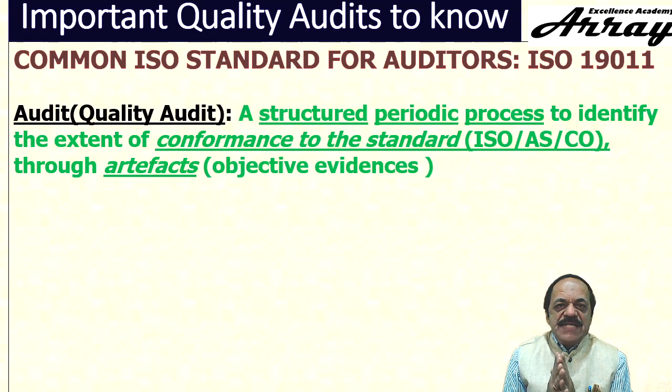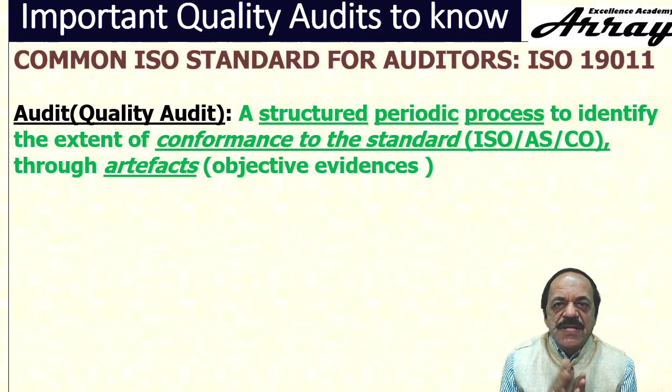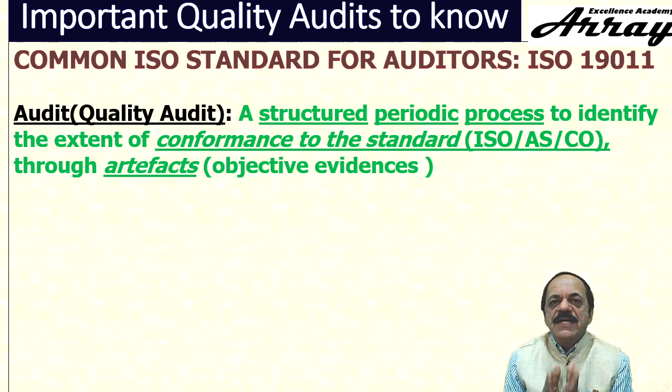Now let us try to understand what is an audit. Audit is a structured process because audit is done as per a chosen standard, be it ISO 9001 or 14001. So it is done as per the standard. That's why it is a structured process. There is structure for conducting the audit also, like planning, then opening meeting, ends up with the closing meeting and so on. So auditing is a structured periodic process.